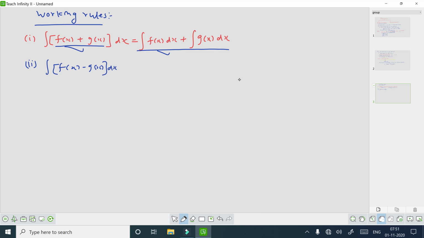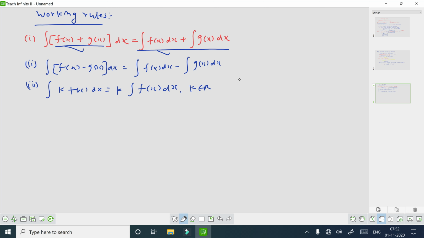That is equal to, whenever a difference is given, we can write it this way: integral f(x) dx minus integral g(x) dx. Also the third working rule: integral of constant k into f(x) dx. Whenever a constant is given to us, keep one thing in mind. Whenever calculus is concerned, that means either limit or derivative or definite integral or indefinite integral, we can take the constant quantity k outside. That is equal to k times integral f(x) dx, where k belongs to R. Right now we are using only these three working rules.